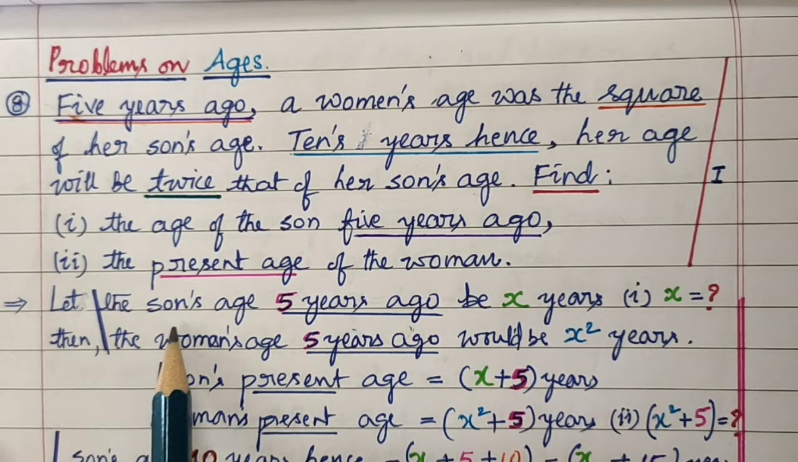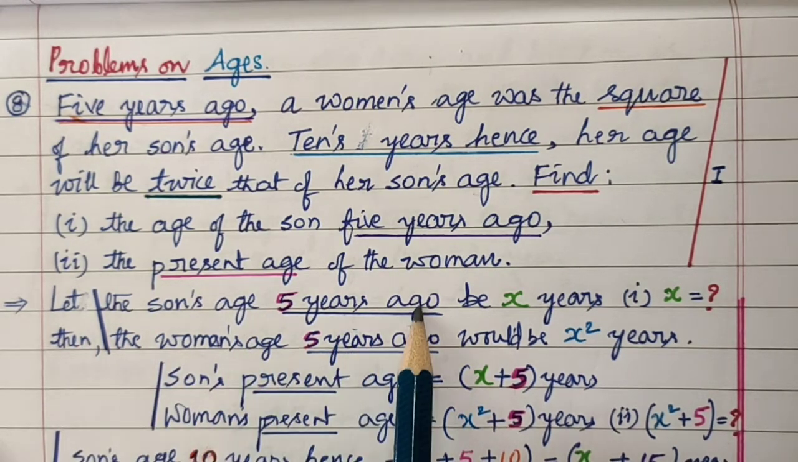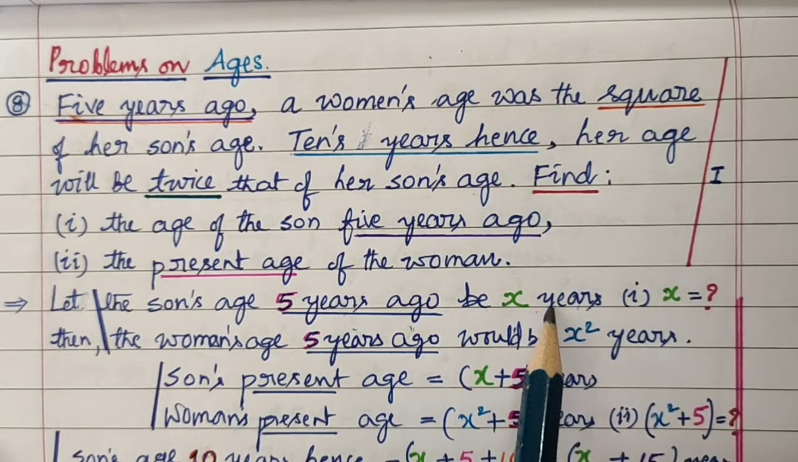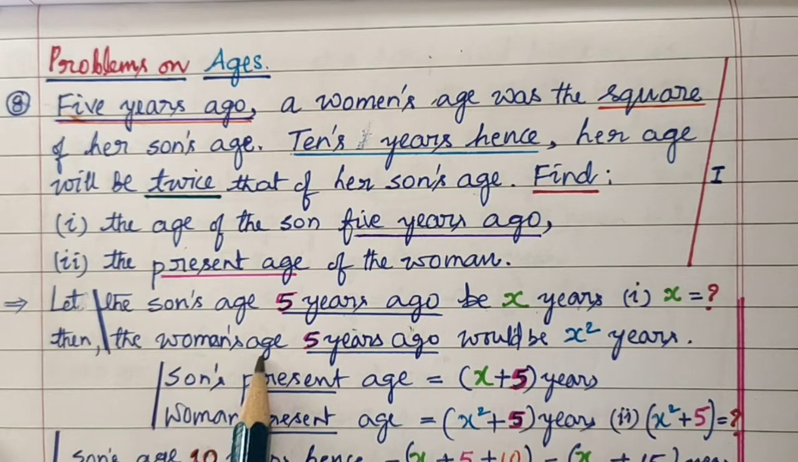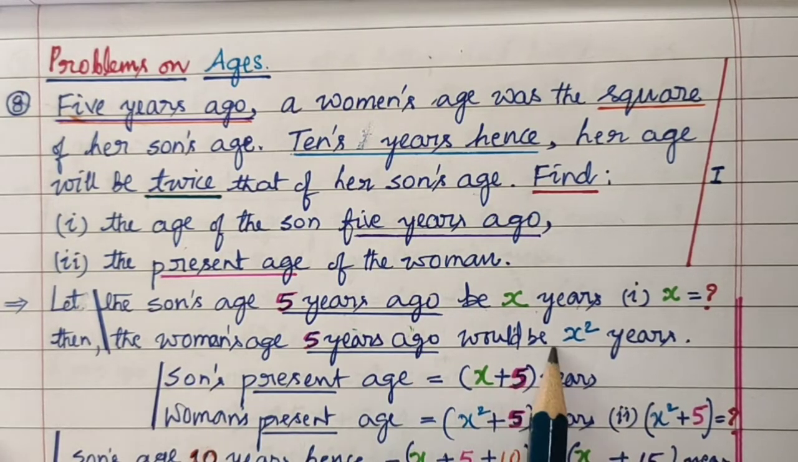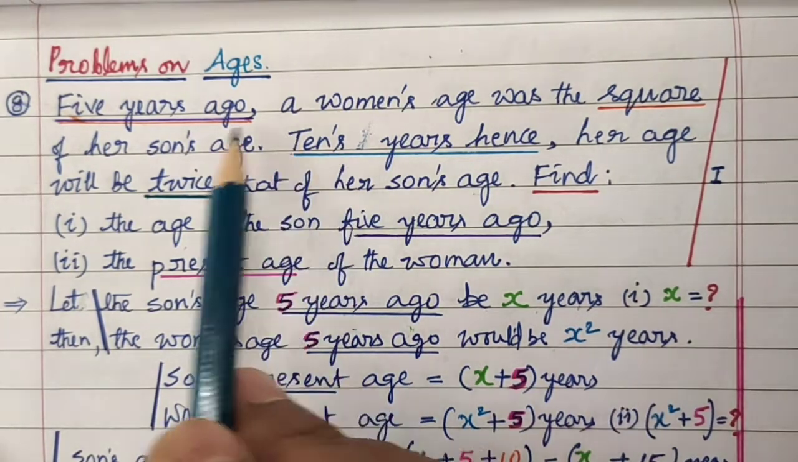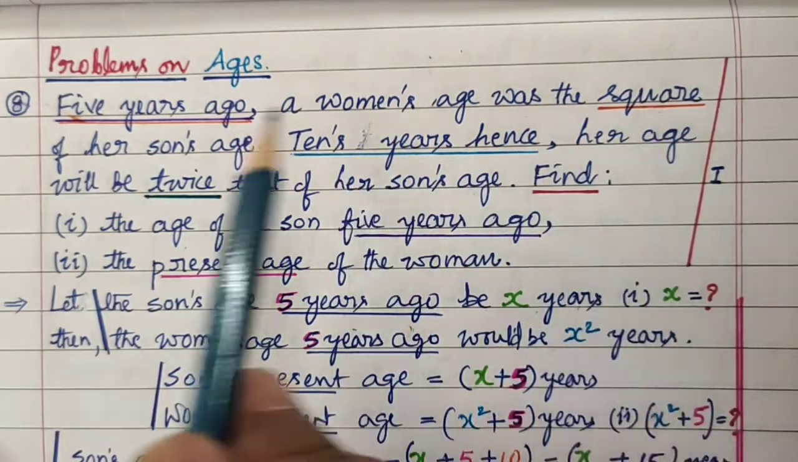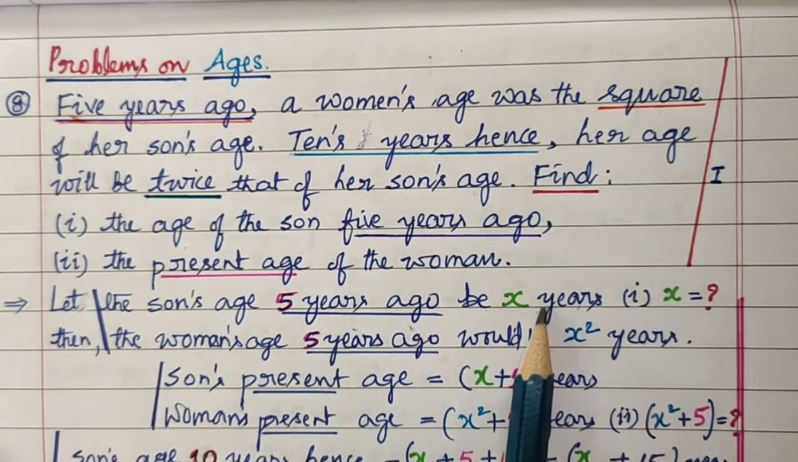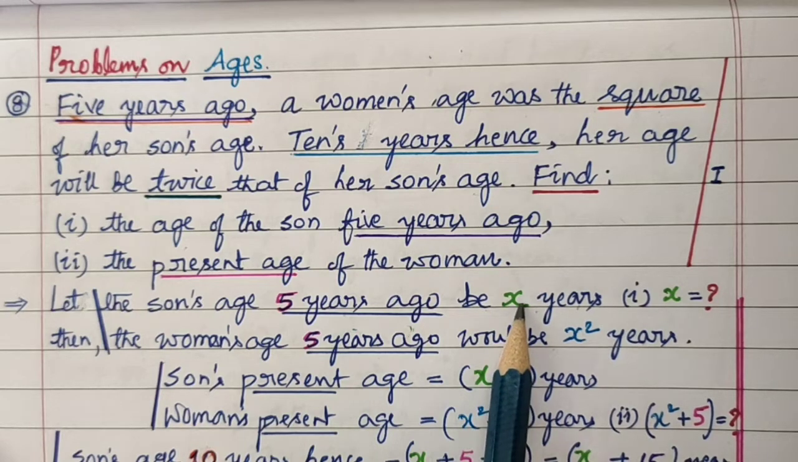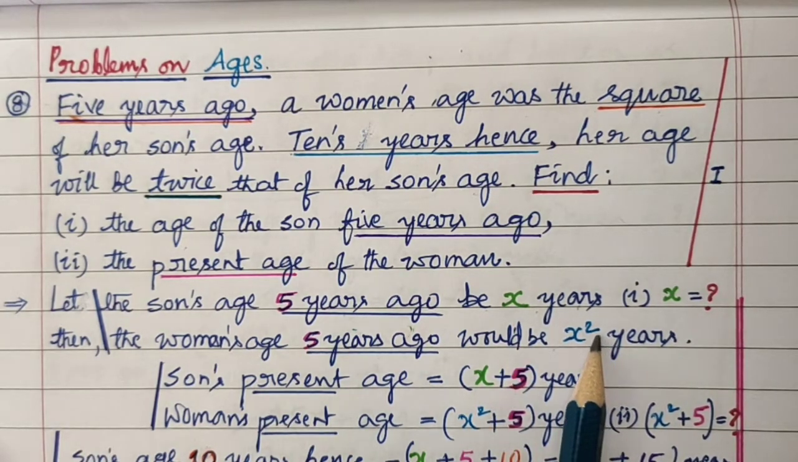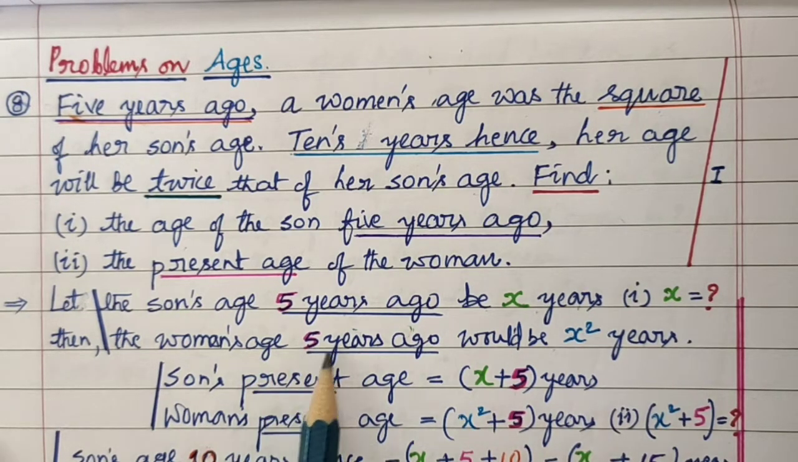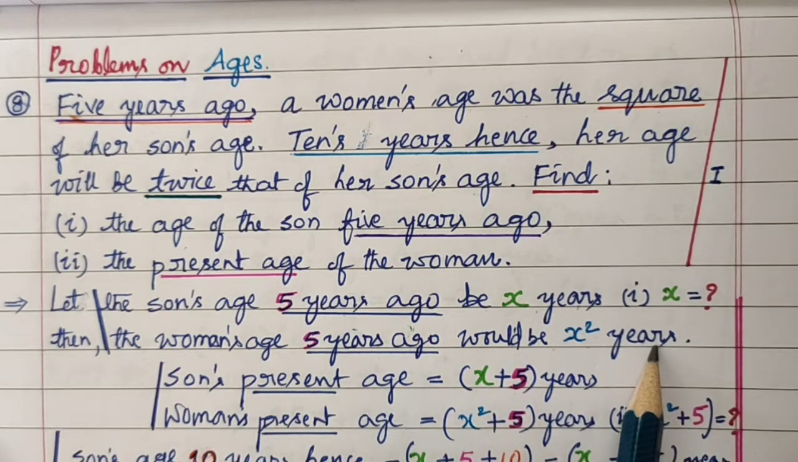Let the son's age 5 years ago be x years. We are keeping the son's age 5 years ago, that we need to find out first. The woman's age 5 years ago would be x square. This is the condition they have given: 5 years ago, a woman's age was the square of her son's age. The son's age 5 years ago was x, then the square of that is the woman's age 5 years ago, x square years.